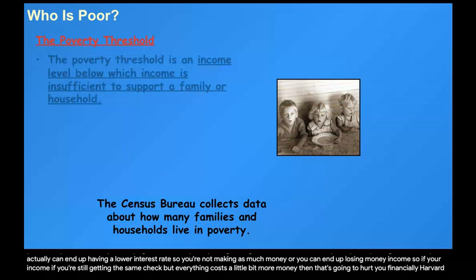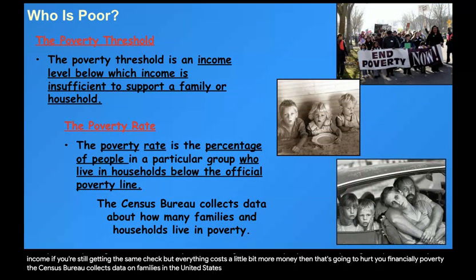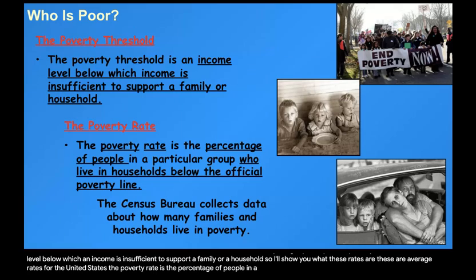So, poverty. The Census Bureau collects data on families in the United States that are currently living in poverty. The poverty threshold is the income level below which an income is insufficient to support a family or a household. I'll show you what these rates are. These are average rates for the United States. The poverty rate is the percentage of people in a particular group who live in households below the official poverty line.